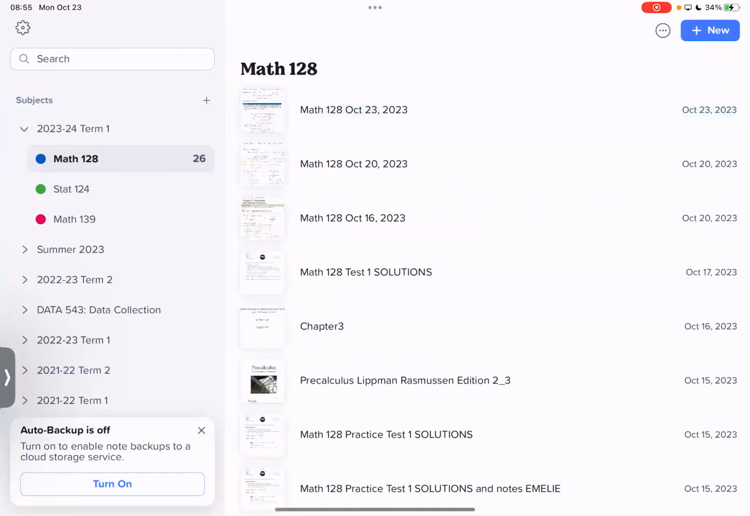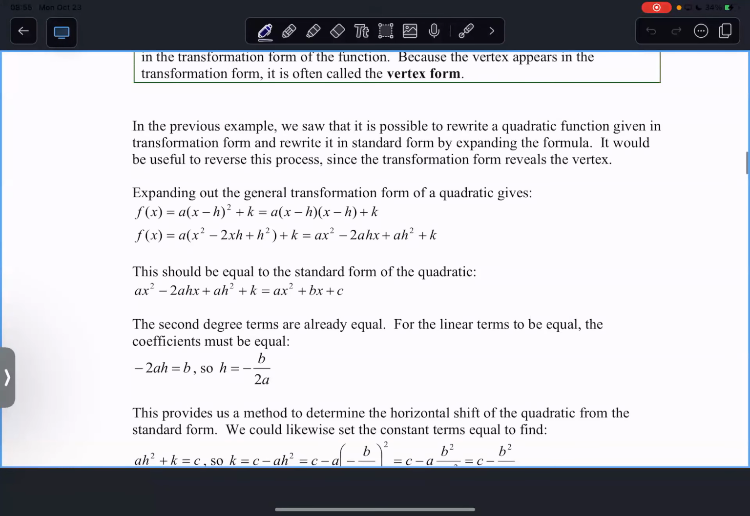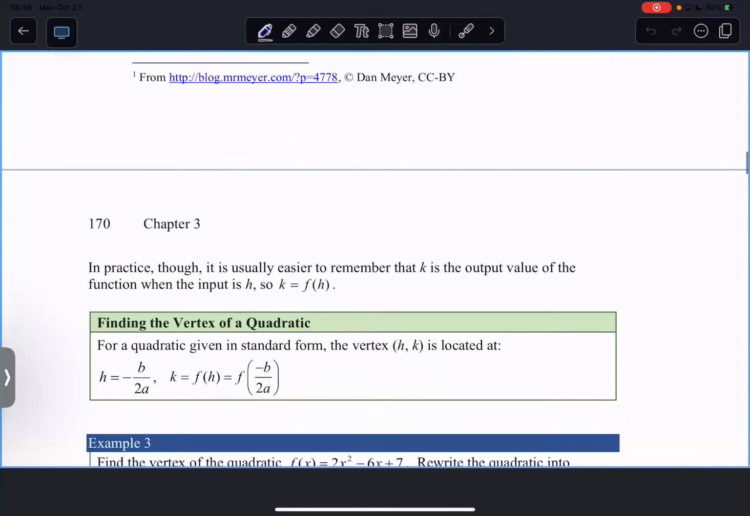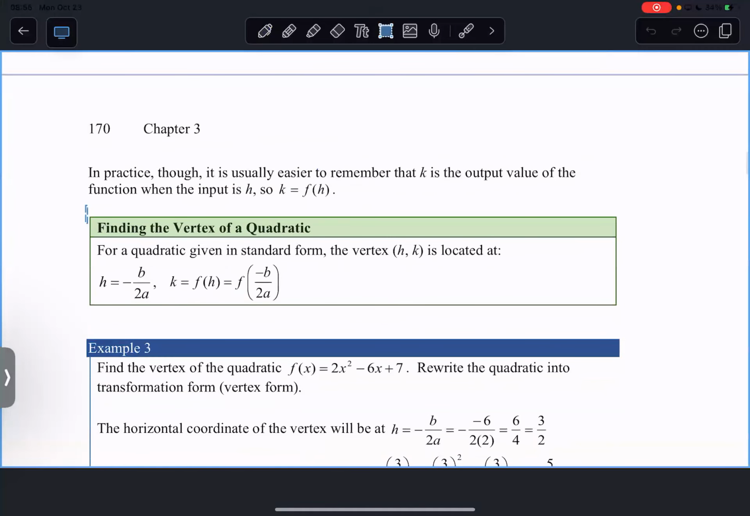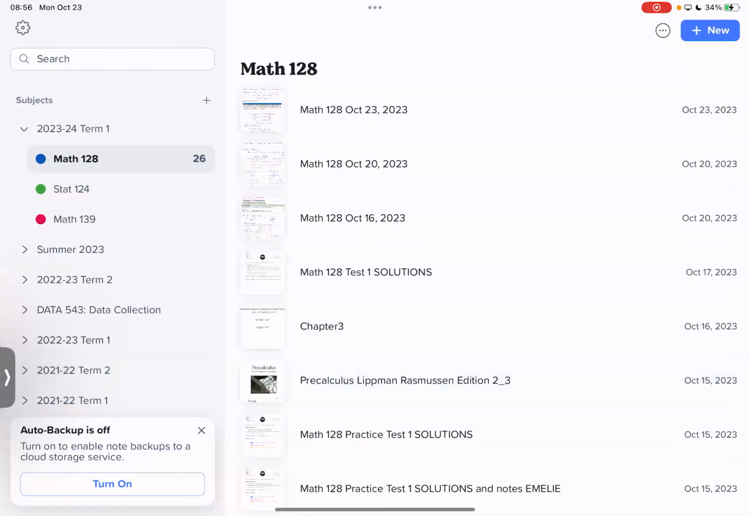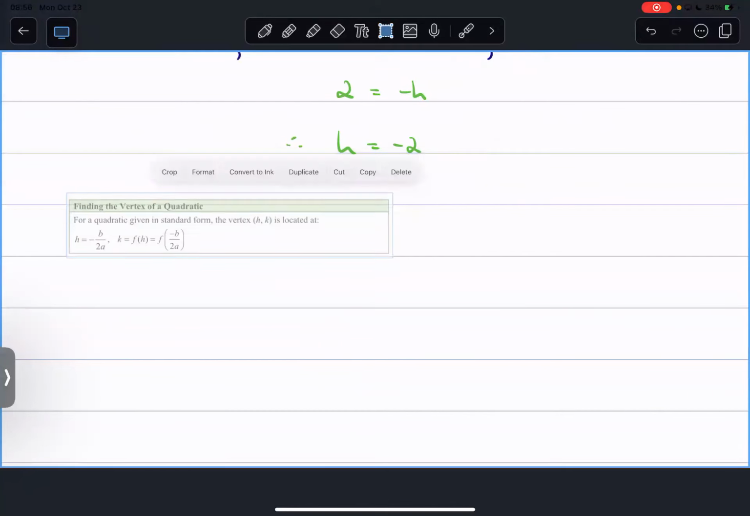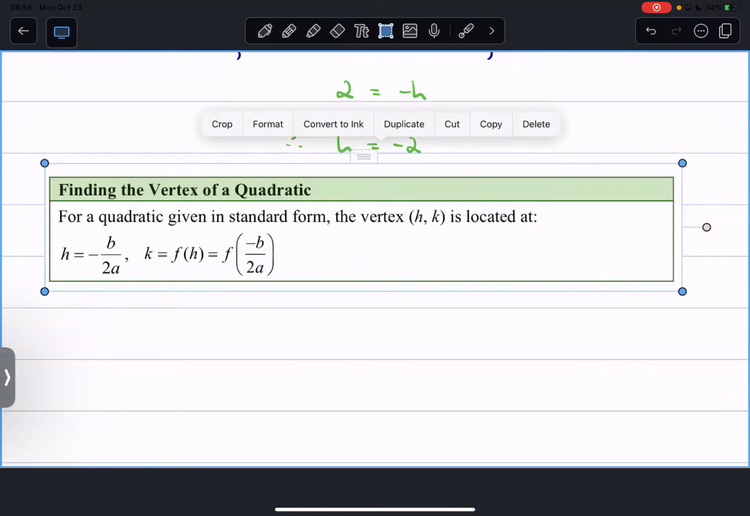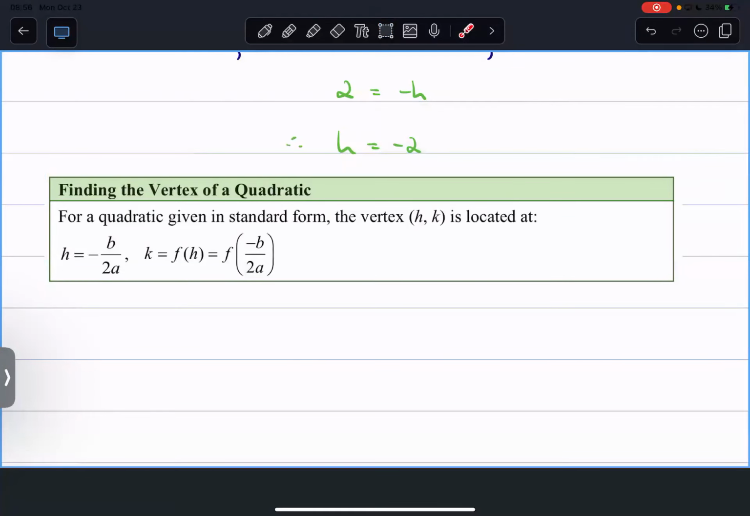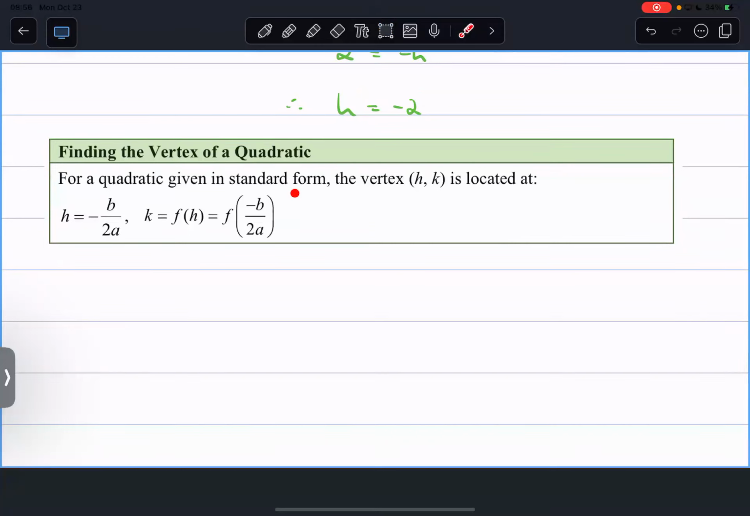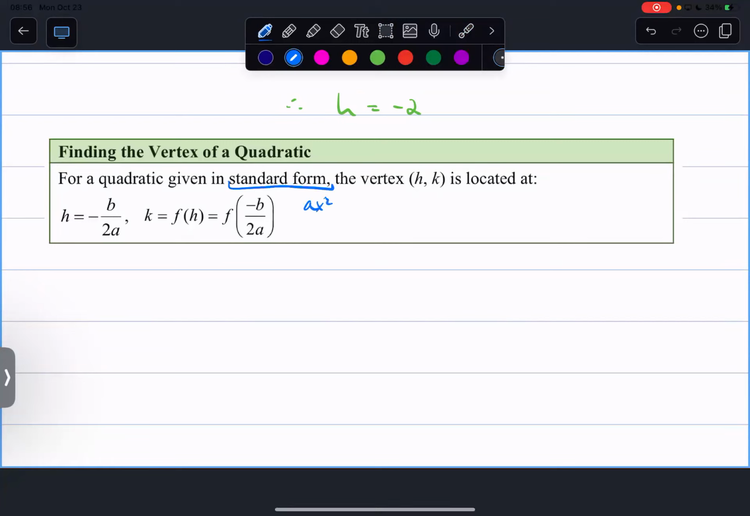Let's go back here. Grab this. So we already found this. We did the work. So for a quadratic given in standard form, that is ax squared plus bx plus c, right?